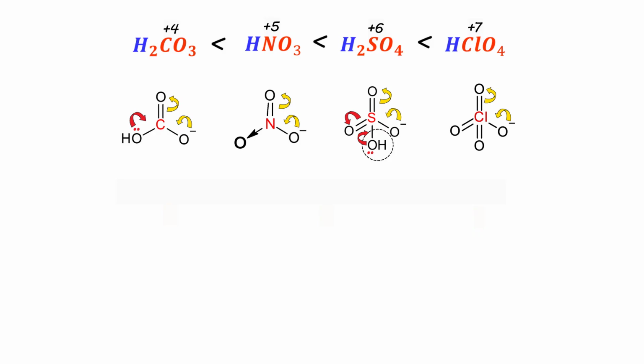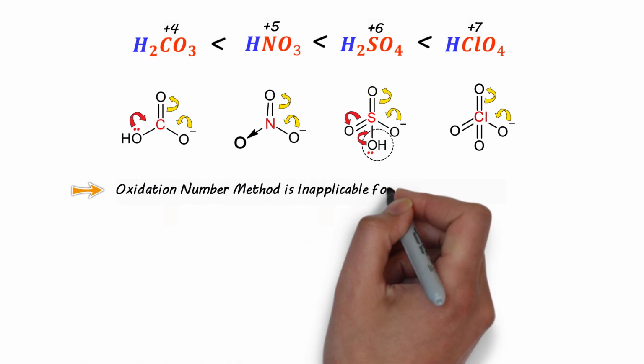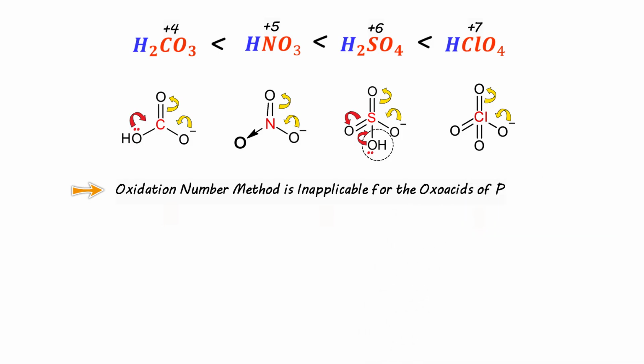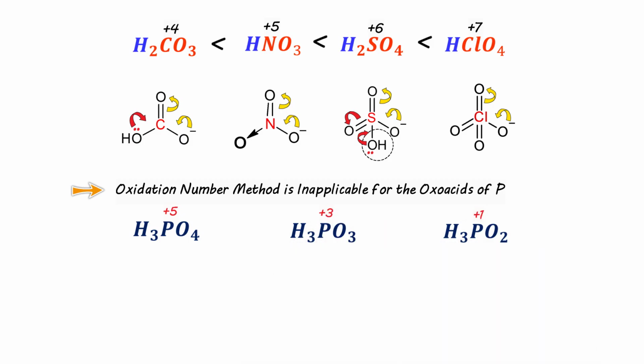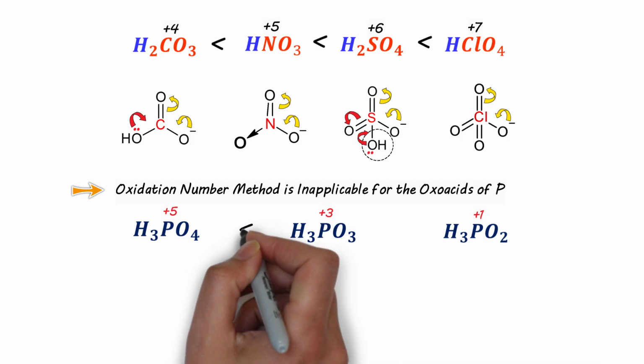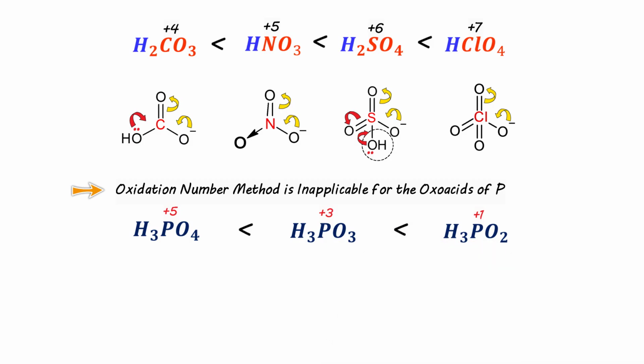Now, coming back to the oxidation number method, that method was successfully applicable for the oxoacids talked about earlier, but it is inapplicable for the oxoacids of phosphorus. For example, we have phosphoric acid, phosphorous acid, and metaphosphorous acid. As the oxidation number decreases from +5 to +1, you expect the acidic strength to decrease, but actually it increases. So the reason behind this lies in the stabilization of the oxoanion produced.